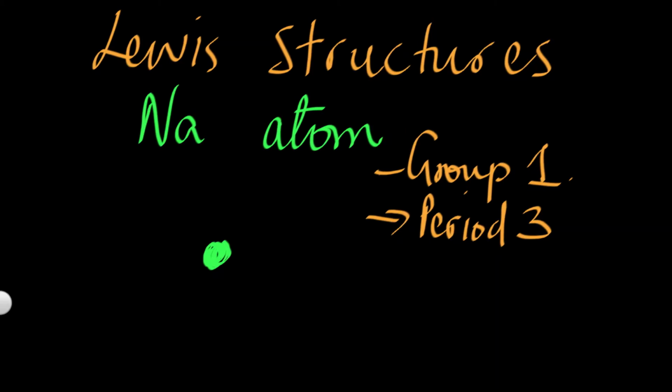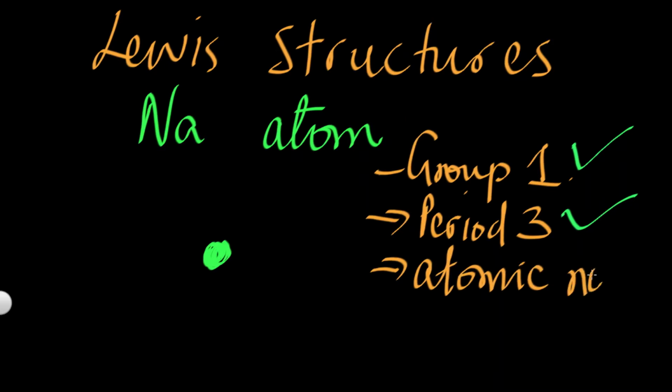Now, if you want to draw the atom of sodium, this information here is very critical. That is, it is in group 1 and period 3. This is the information that you need when you are drawing a sodium atom. And then there is more information that you need. It is atomic number 11. On the periodic table of elements, sodium is number 11, which means it is atomic number 11.